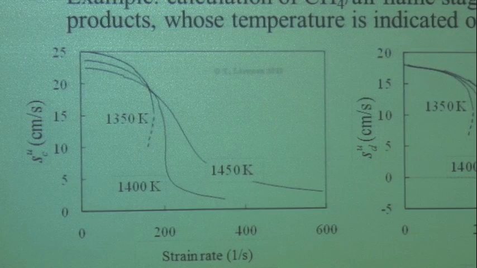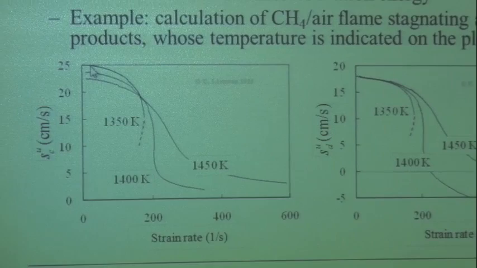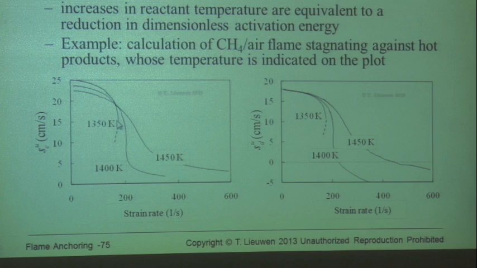So if the hot product is 1350 K, what happens is, for this flame, as we strain it, the flame speed drops, it drops, it drops, it drops. Right there you extinguish, right? And then that's the unstable part of the S-curve. But you can kind of visualize in your own head, you know, this is what the S-curve would look like. Same with the displacement speed. It looks like that. Now, 1400 K is kind of a magic intermediate number where you lose the S-curve.